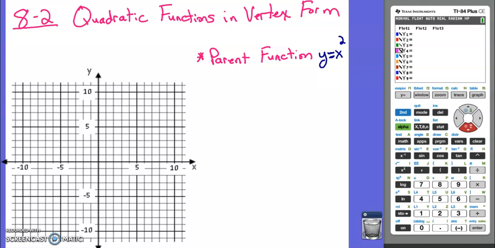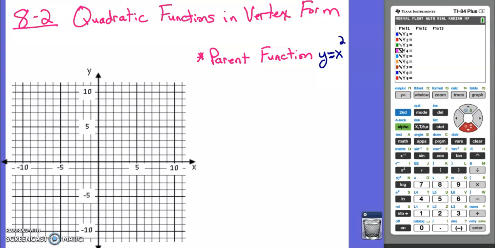This is 8.2. This talks about quadratic functions in vertex form. Last section we talked about quadratic functions. We started graphing parabolas and we started labeling every part of the parabola. And I mentioned probably the most important point of the parabola is the vertex. Well, this lesson talks about quadratic functions in vertex form.